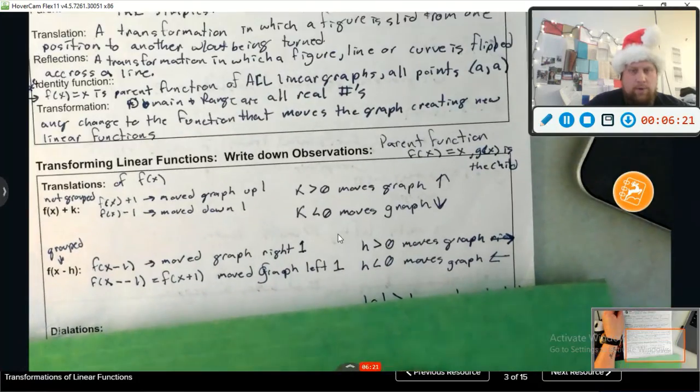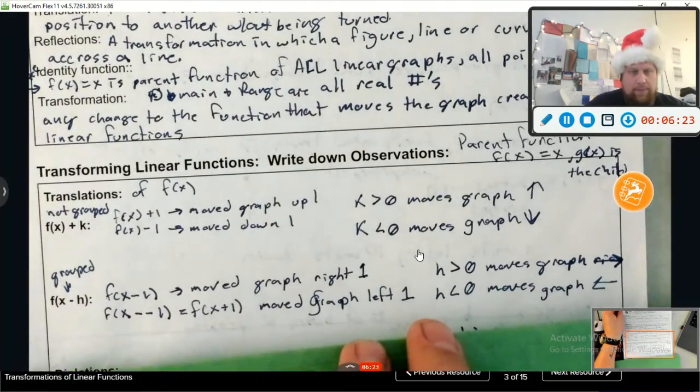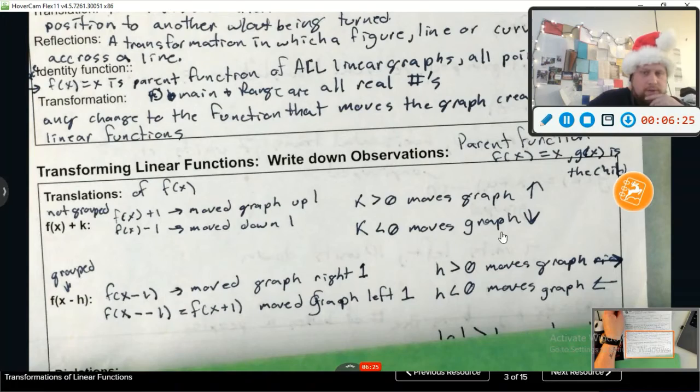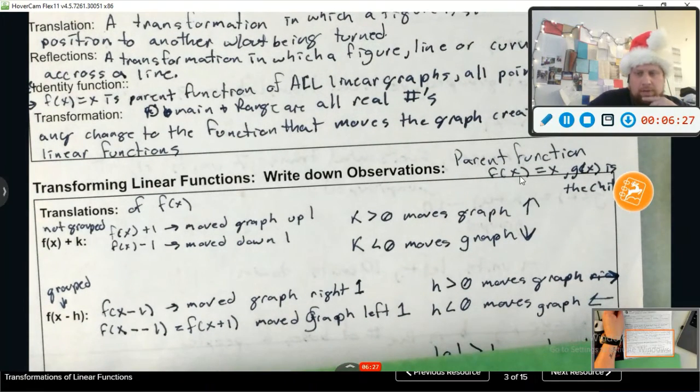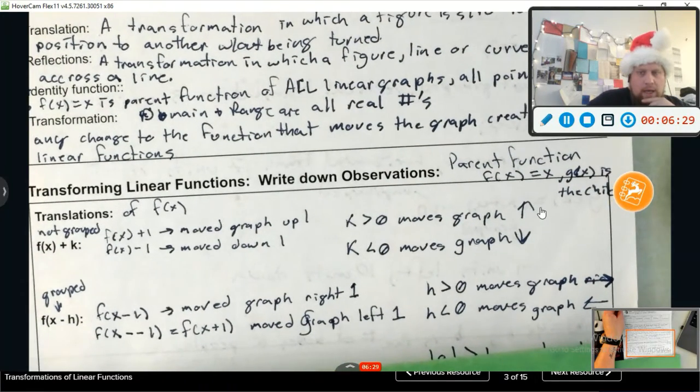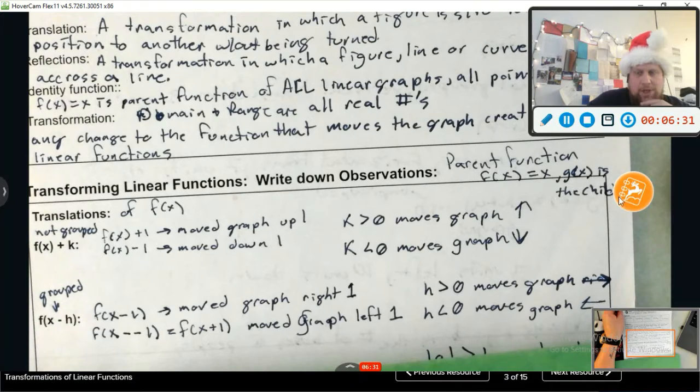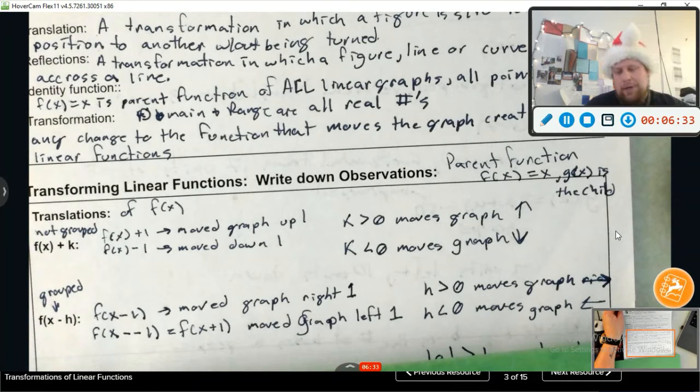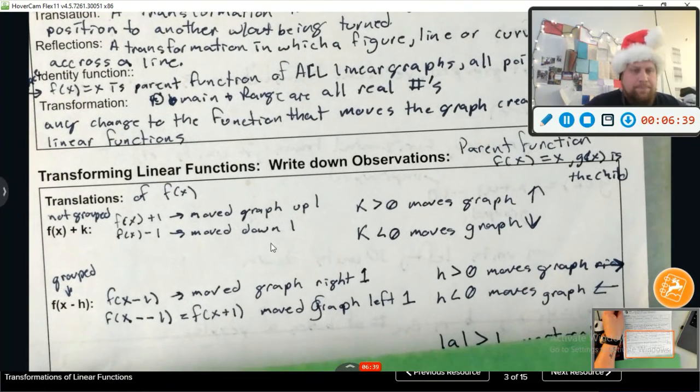But I want to really focus right here. So what do we notice? First of all, I talked about the parent function, f of x equals x. And I wrote down g of x is the child. We'll be talking about that later. There's not really a child function, but it just means it's an offshoot. It's in the family of functions where f of x is the parent. So translation of f of x, go ahead and write that down. And then not grouped: f of x plus k, that's not grouped.